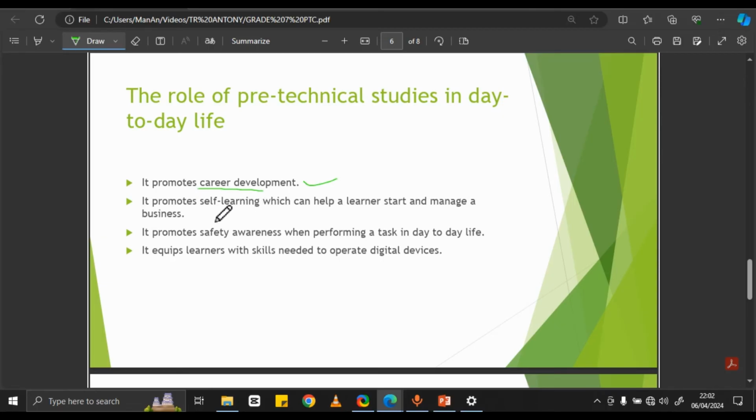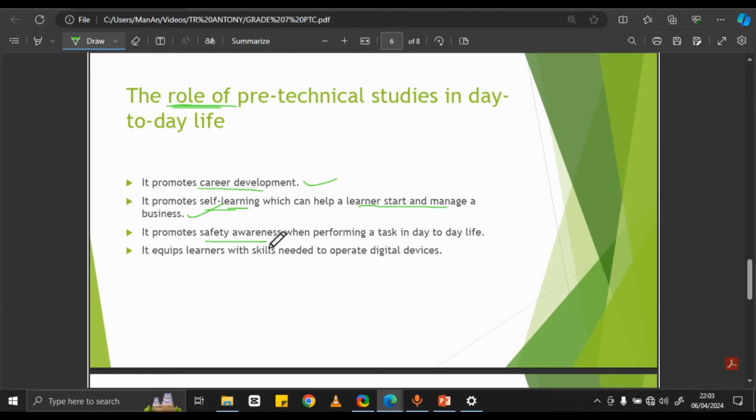It promotes self-learning, which can help the learner start and manage a business. When you learn the tactics needed to operate or run a business, with that creativity and that self-learning, it can help you start and manage a business. Okay, that is the main aim that pre-technical studies is trying to achieve.